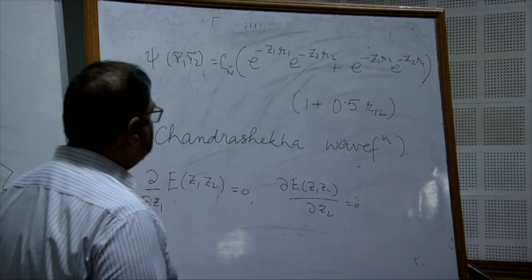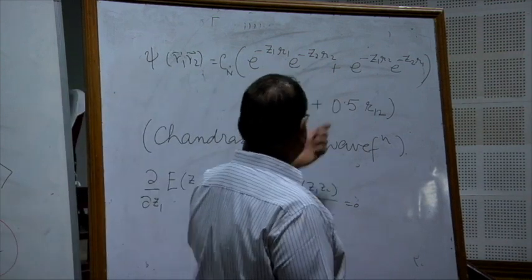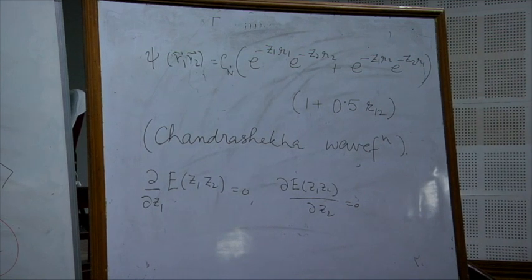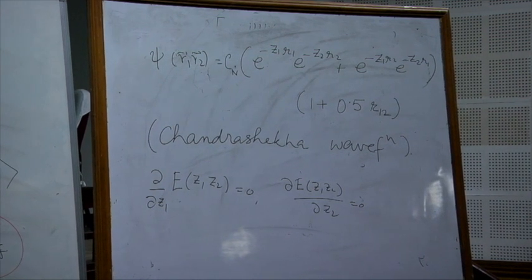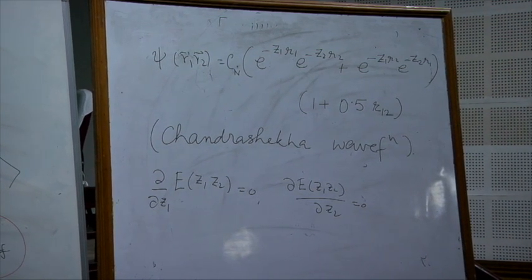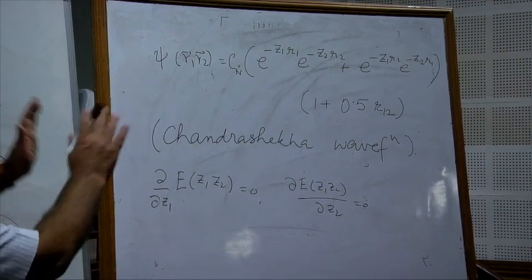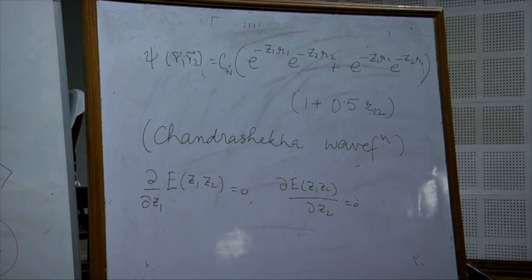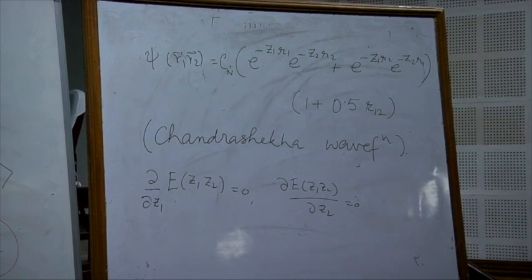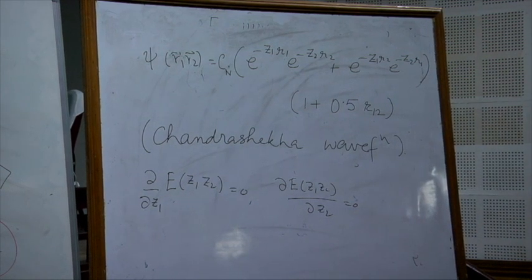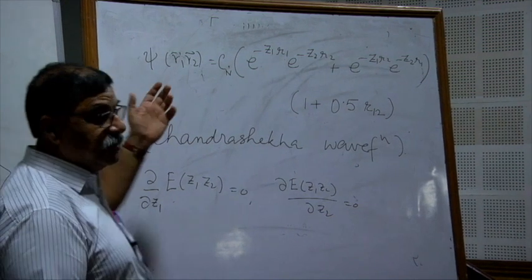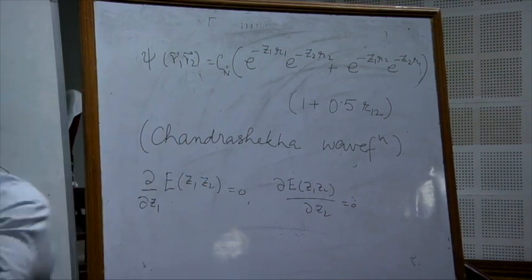Since this has two parameters, it is slightly better, and it gives me energies which are very good. Much better than that Z-5/16. Okay? But more important, so that is the getting the energy part. Now, there's a qualitative difference between this wave function and this wave function. That is what I want to spend some time on.